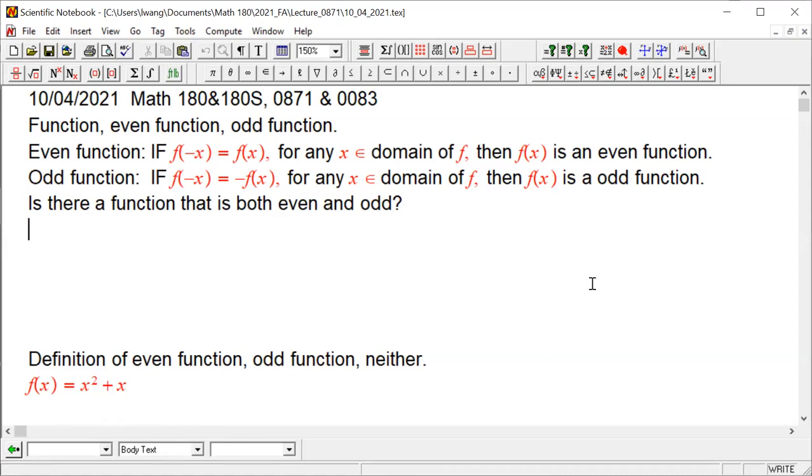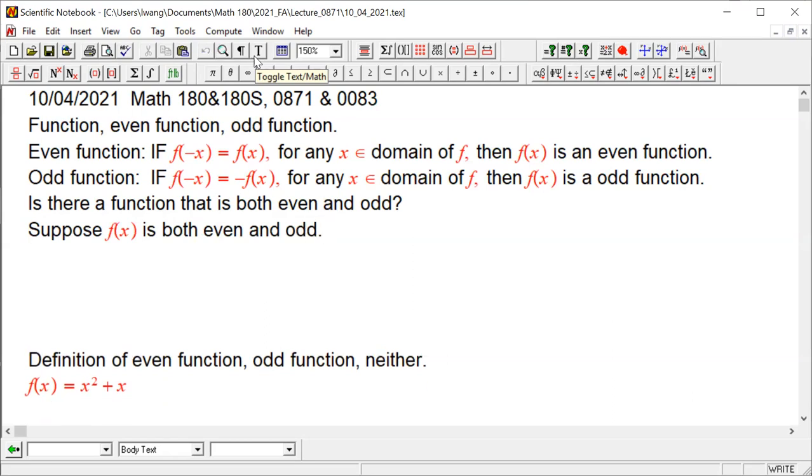We don't know. Would it be where f of x is equal to negative f of x? That's right. So the two definitions are both satisfied. That's a good start. Not only is one true, both are true. So let's suppose we have a function that is both even and odd.